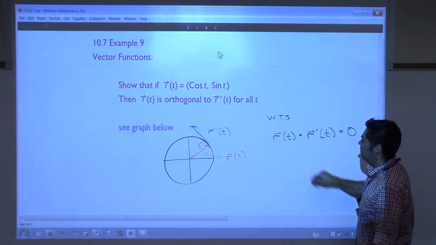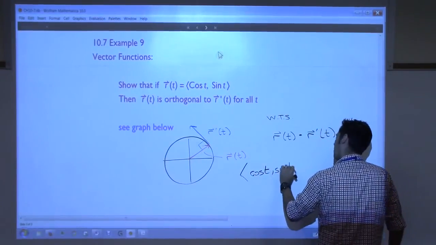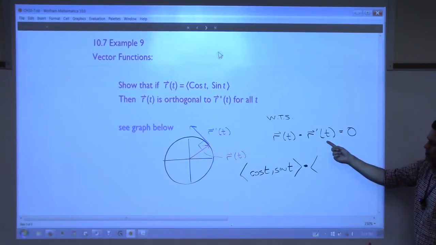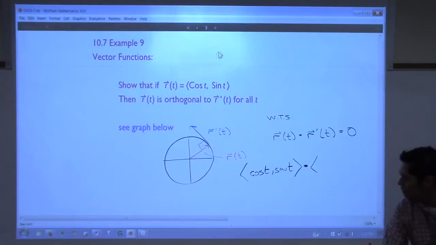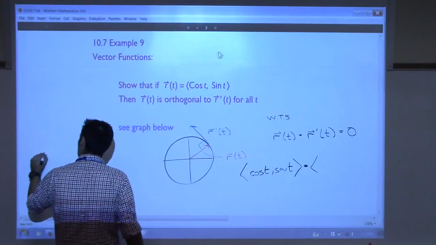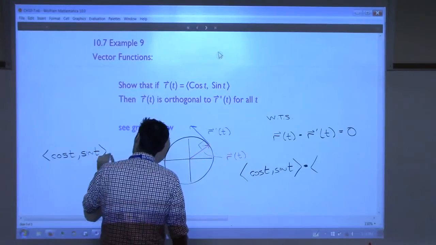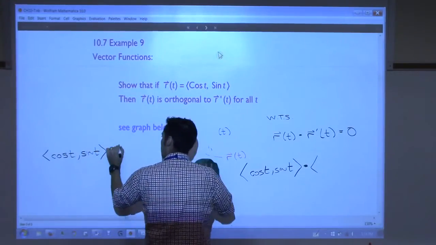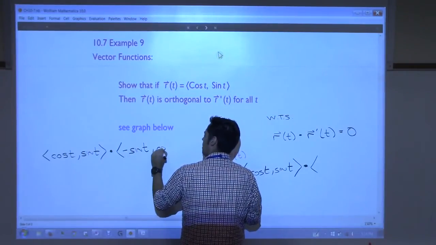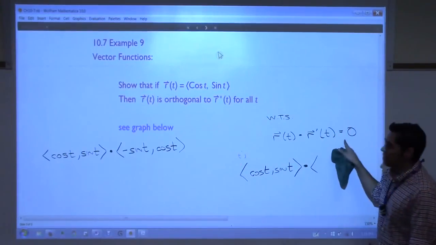Okay, so let's take R of t, which is cosine t, sine t, and let's dot it with its derivative. What's the derivative of this? Negative sine t, cosine t. I'm going to run out of room over there, so I'm going to move here. Cosine t, sine t. I'm dotting that with negative sine t, cosine t.